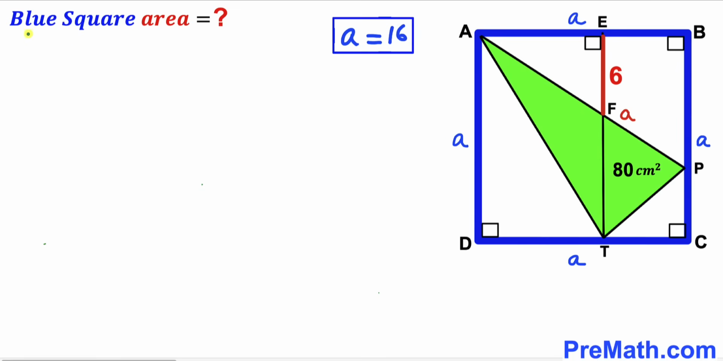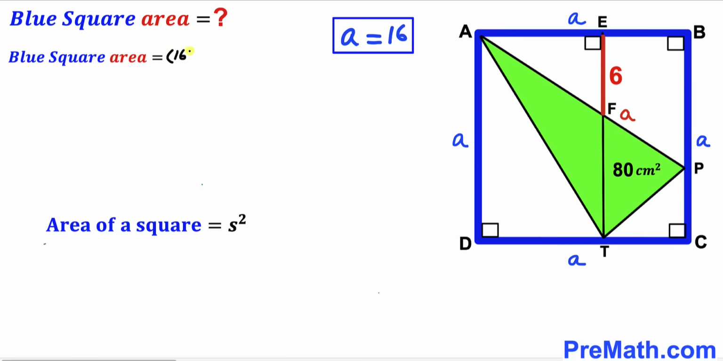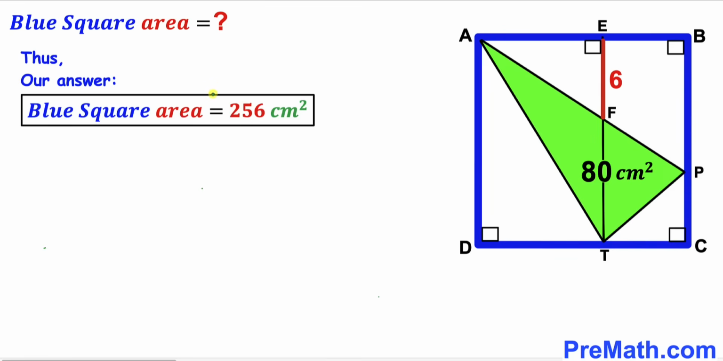And here's our final step. Now we are going to calculate the area of this blue square ABCD. And now let's recall the area of a square formula. Area is always equal to s square, where s represents the side length of the square. So therefore the area of this blue square is going to be 16 whole square, since our side length is 16. So therefore this blue square area turns out to be 256 centimeter square. So thus after all the calculations and manipulations, the area of this blue square turns out to be 256 centimeter square.